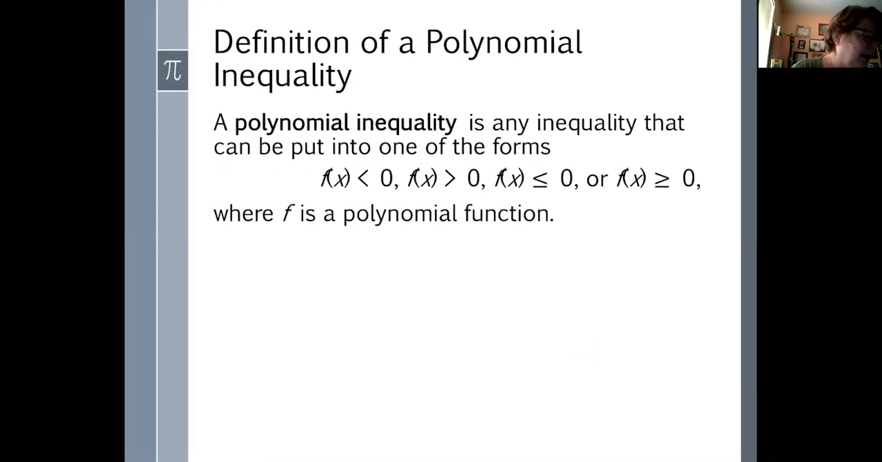A polynomial inequality is any inequality that can be put into one of these four forms. Either f of x is less than 0, or f of x is greater than 0, or f of x is less than or equal to 0, or f of x is greater than or equal to 0, where f is a polynomial function.